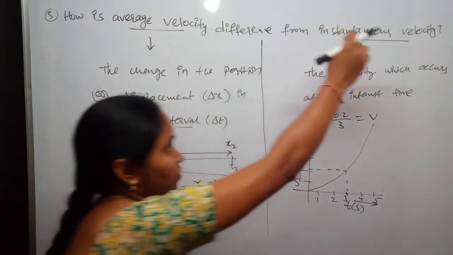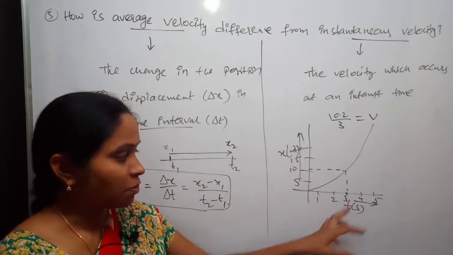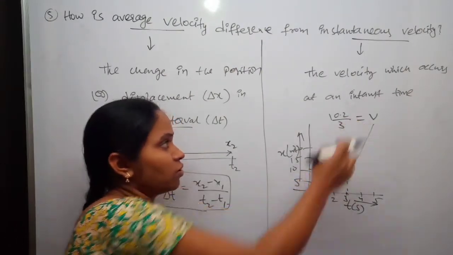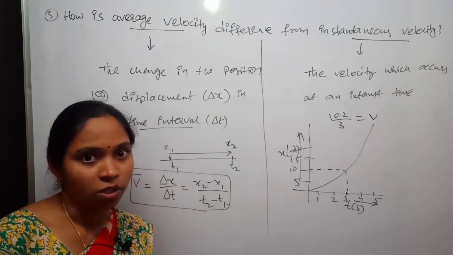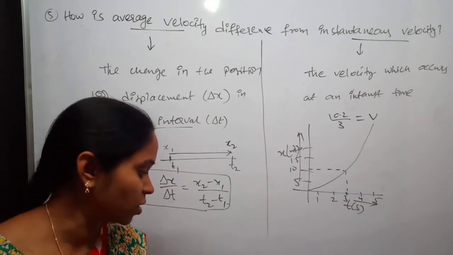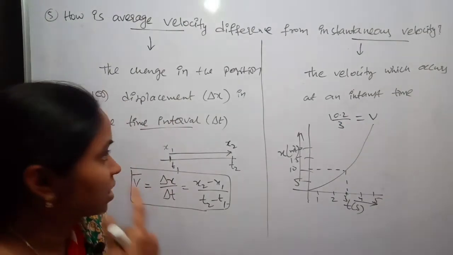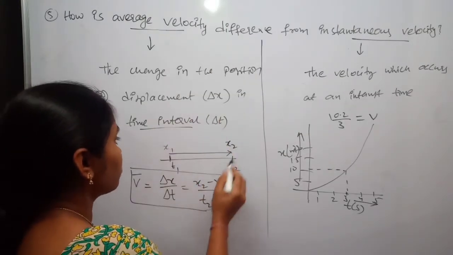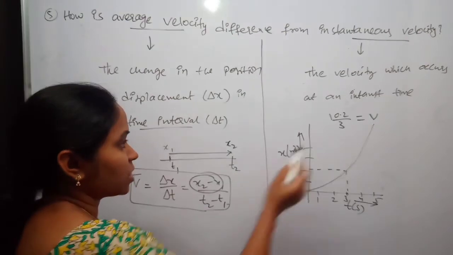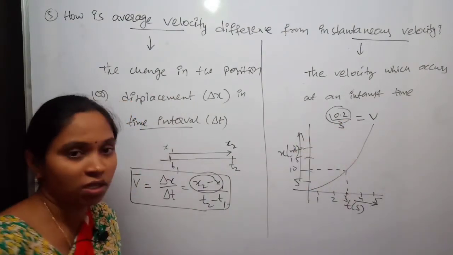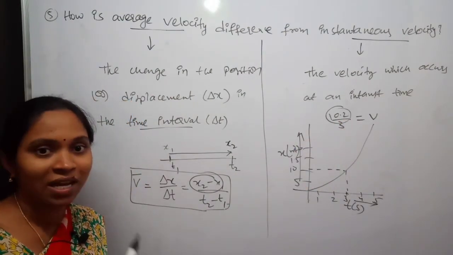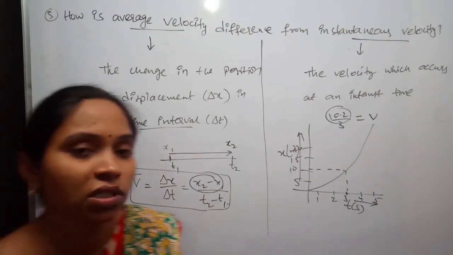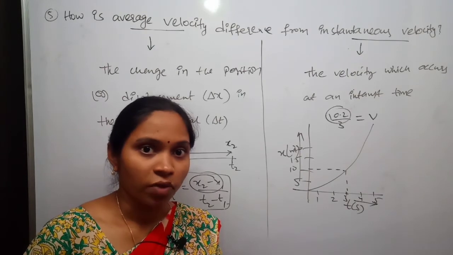And for instantaneous velocity, at a particular instant of time, what is the velocity of the car or some object? This is the only difference. And both these are vector quantities. Why? Because the displacement or the position is a vector quantity. Therefore, the average velocity and the instantaneous velocity are also vectors.